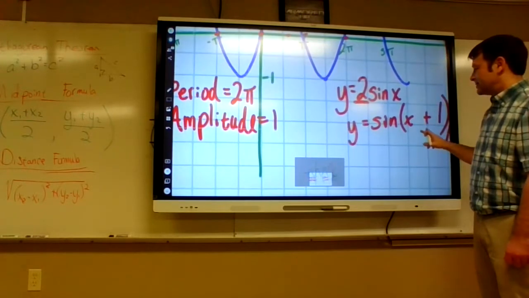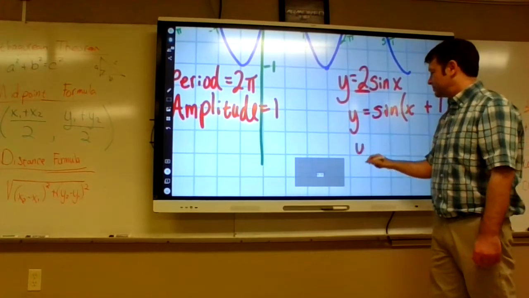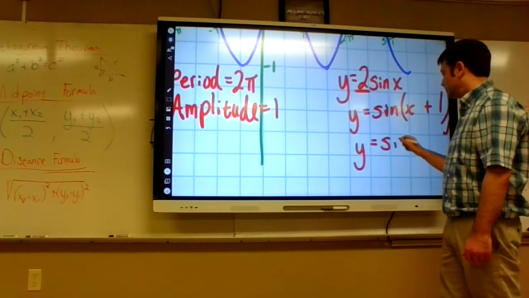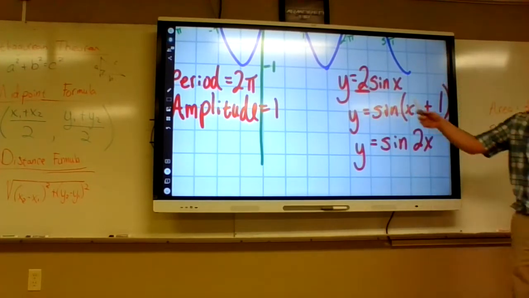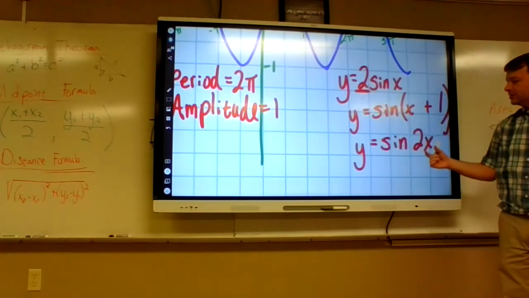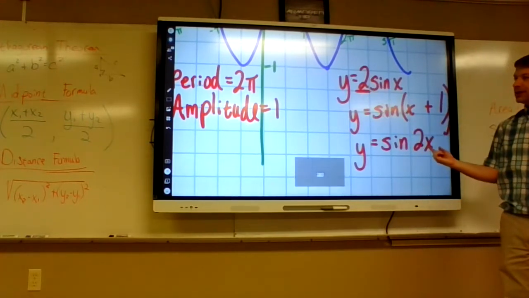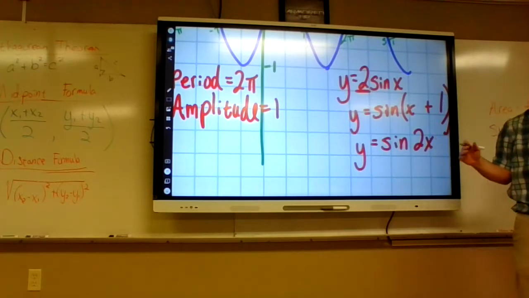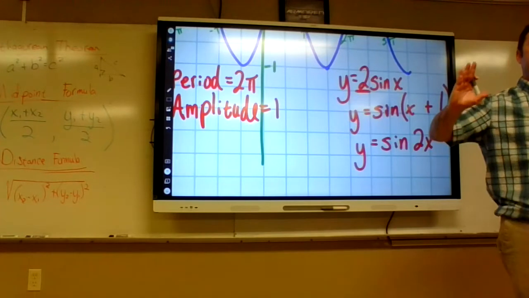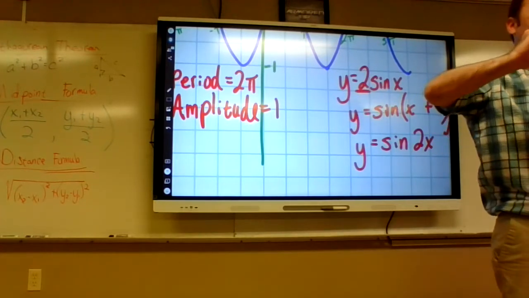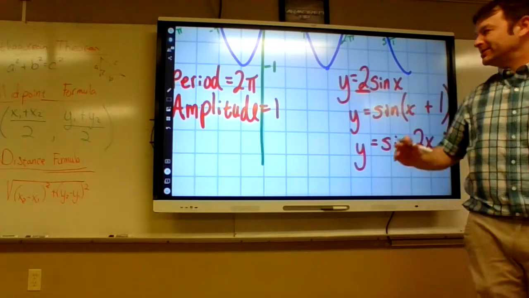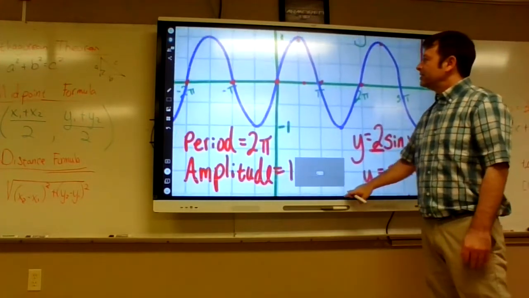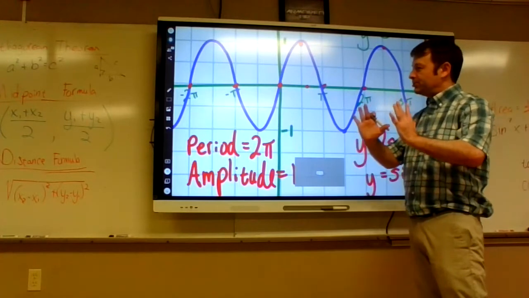Okay, the only thing I didn't do, and this is kind of new for us, if you put a 2 not in front, like right there, but directly in front of the x, this is the tricky part. What happens is everything happens twice as fast. So they call it a horizontal compression, like an accordion. It doesn't get taller, it just gets squishier.